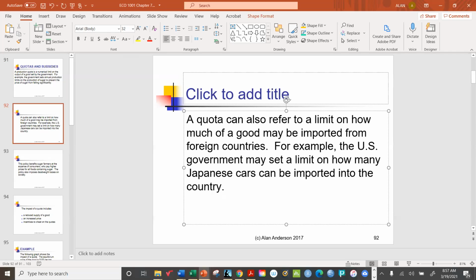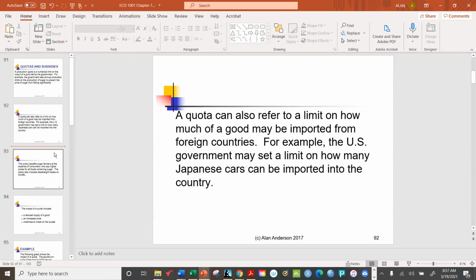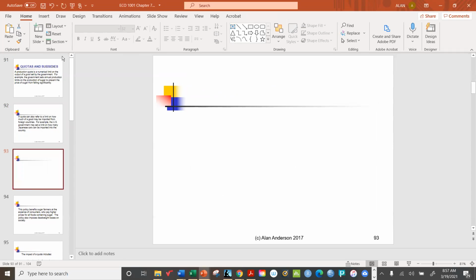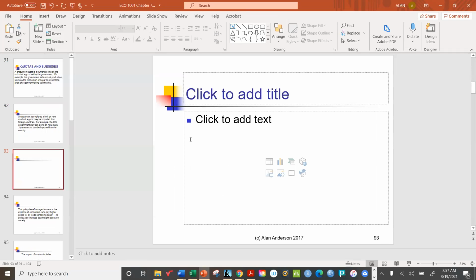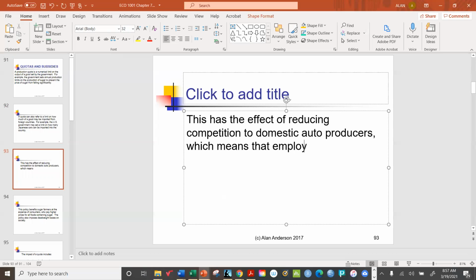Okay, now what's the point of this? Why would the government interfere with the market for cars like this? And the bottom line is this. This has the effect of reducing competition to domestic auto producers. And so, which means that employment in this industry is higher than it otherwise would be.